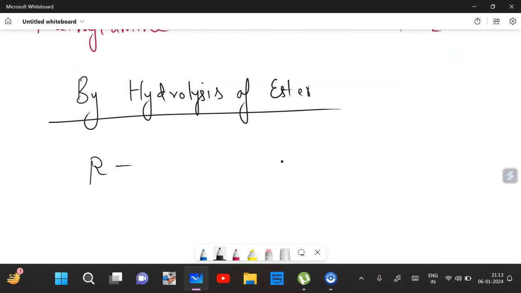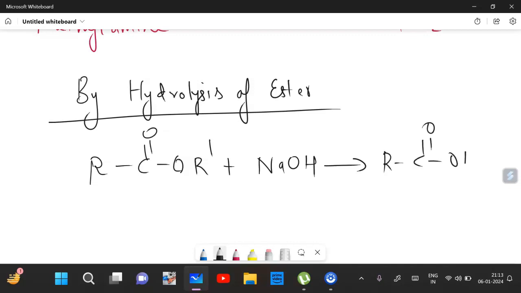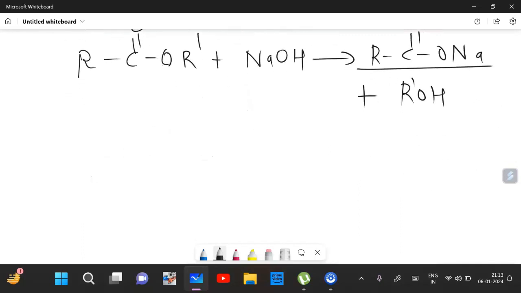So there is an ester, that is RCOR', treated with NaOH in the basic medium. It will directly give RC double bond O, ONa, sodium salt, plus R'OH. So literally this is the easiest reaction you can write down. For example, ethyl acetate.